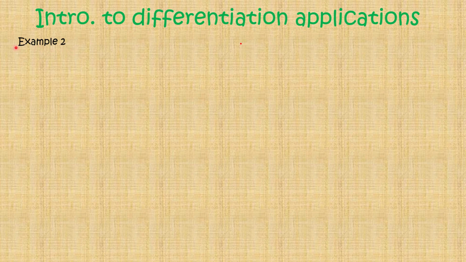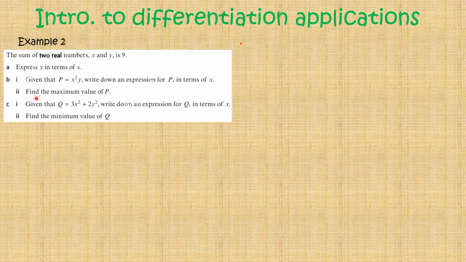Let's take a look at example 2. So we have this question over here. The sum of two real numbers, x and y, is equal to 9. So for the first part, A, express y in terms of x. So that should be easier.